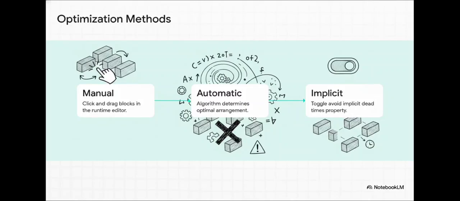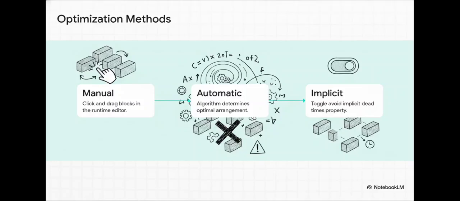Step 1 is manual configuration. You literally just click and drag the blocks in the runtime editor to set the exact execution order yourself. You get total control. Step 2 is automatic optimization, where you let an internal mathematical algorithm determine the absolute best arrangement. But be warned, standard undo functions cannot reverse automatic optimization changes. Once you click it, it rearranges the whole structure permanently.